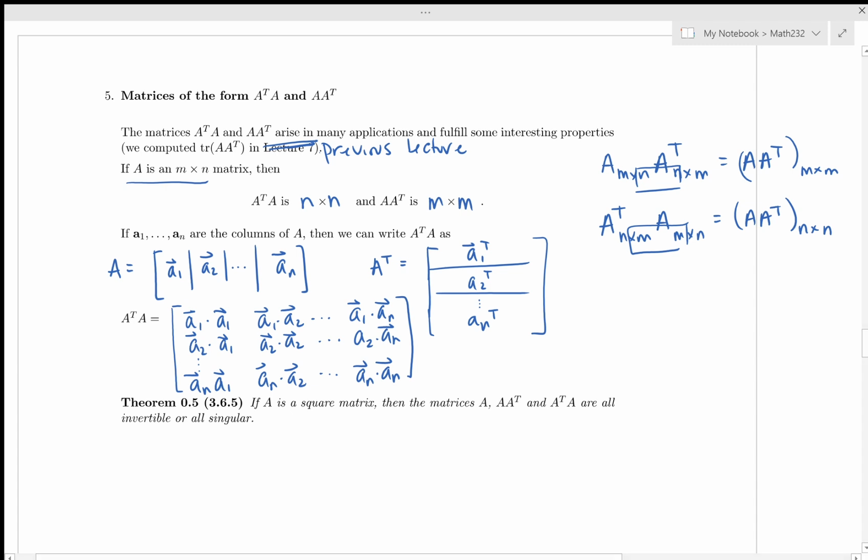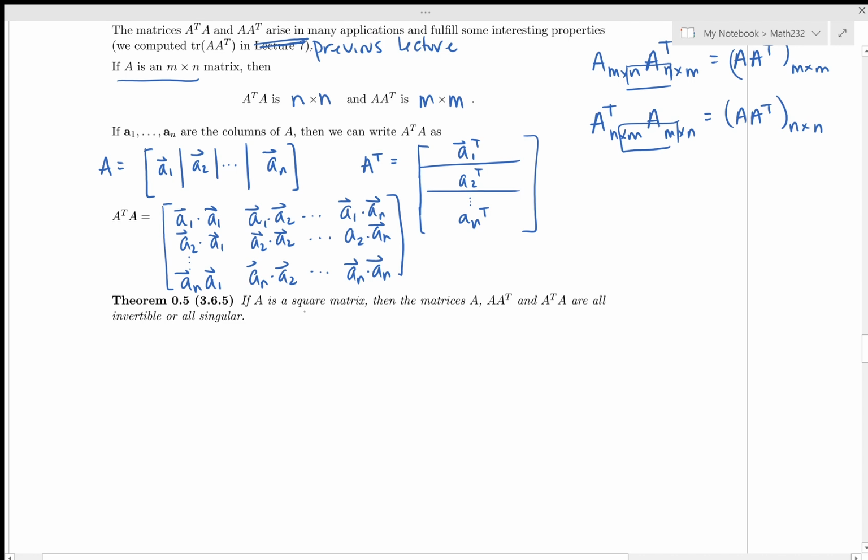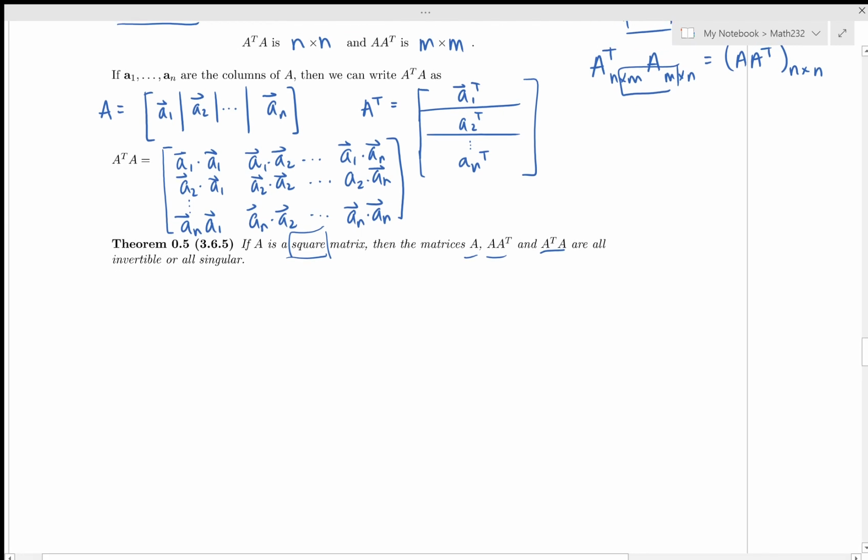Okay. Here's another theorem. If A is a square matrix, always be careful to read what the hypotheses are, then these matrices A, A transpose and A transpose A are either all singular or all invertible. That means that either all three of those matrices have an inverse or all three do not. I'm not really going to provide a proof, but I'm just going to give an explanation of why this must be.